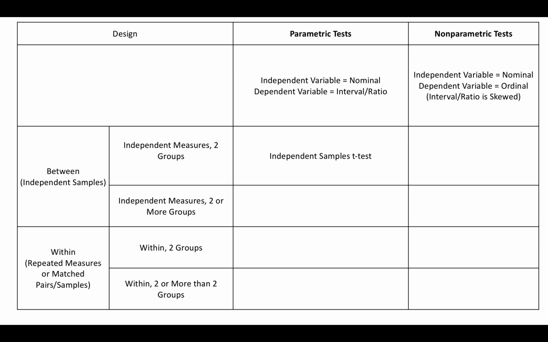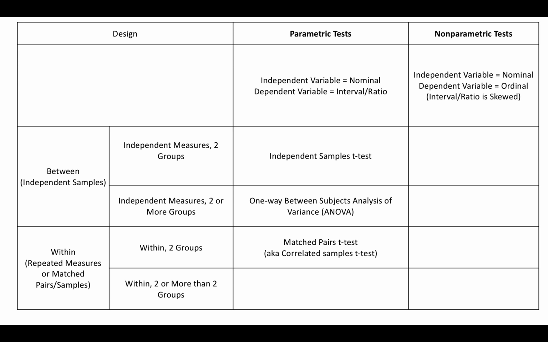We said that we compute the independent samples t-test, aka the pooled variances t-test, when we have a between subjects design and at least two groups. We said that we do the one-way between subjects analysis of variance when we have two or more groups, and again, we have this between subjects or independent measures or independent samples design.